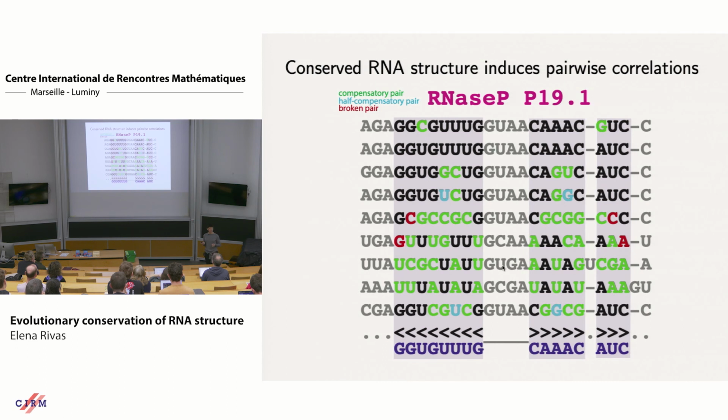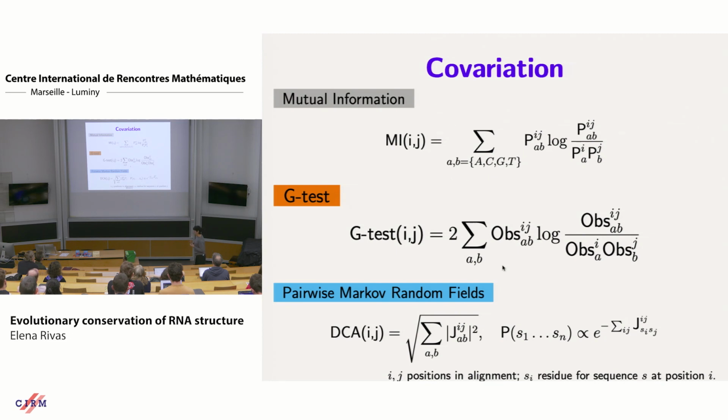And that is typical of any structural RNA that is evolutionarily conserved. So how do you measure this covariation? That is usually very easy. There are many different methods. One of the typical ones would be mutual information.